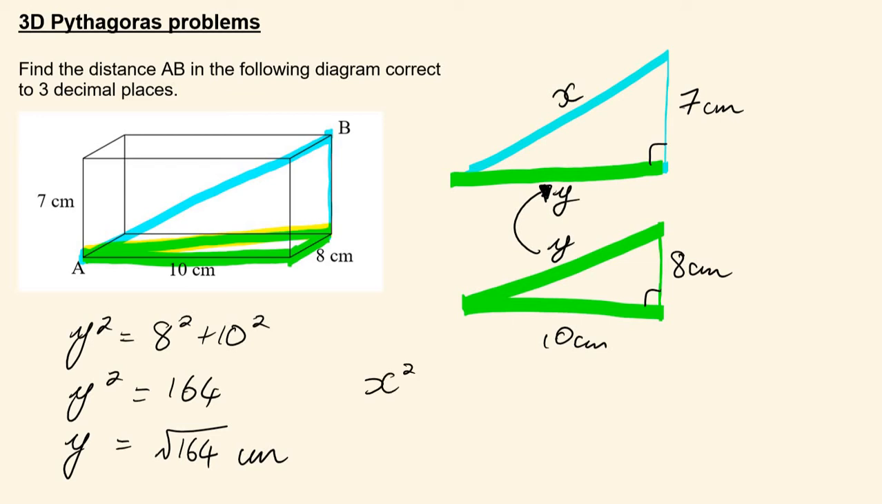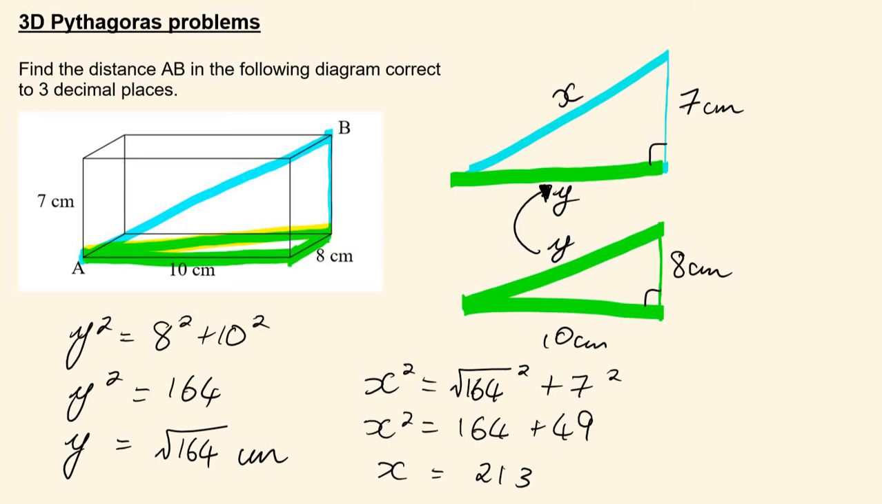x squared equals y squared plus 7 squared. That's just 164. That's 49. So x equals root 213 centimeters, and you could evaluate that to get an approximate answer.